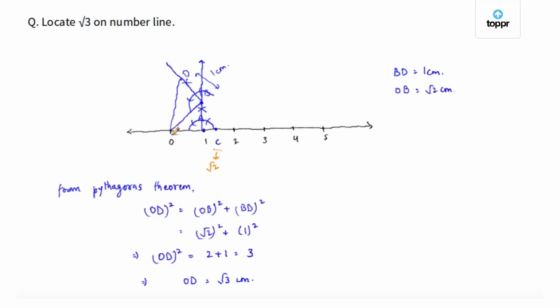Now using a compass with center at O and radius as OD, draw an arc that intersects the number line at point E. Since OD is equal to root 3 centimeter and OE is the arc formed by the same circle with OD as radius, OE is equal to root 3 centimeter, which corresponds to root 3 on number line. That is, root 3 on number line is located at point E here.